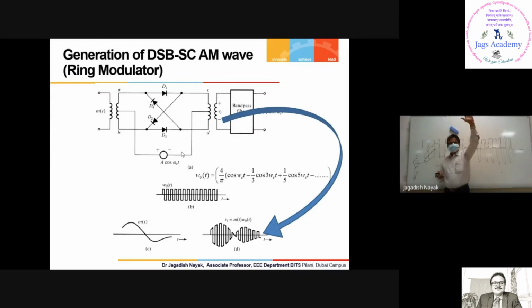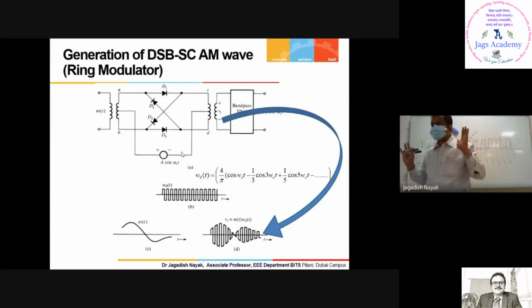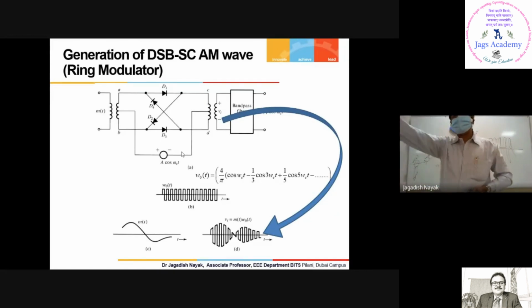Now, if we take the Fourier series expansion of this square wave, what will you get? You will get this, definitely, 100% you get this. I'm not going to do it here because it takes lots of time, and you already did it in your previous class. Now, you multiply m of t with this Fourier series expansion. What will you get? Tell me.